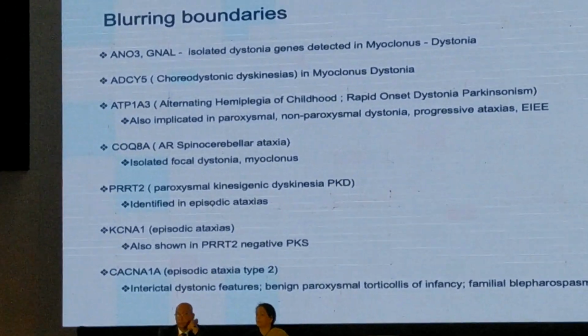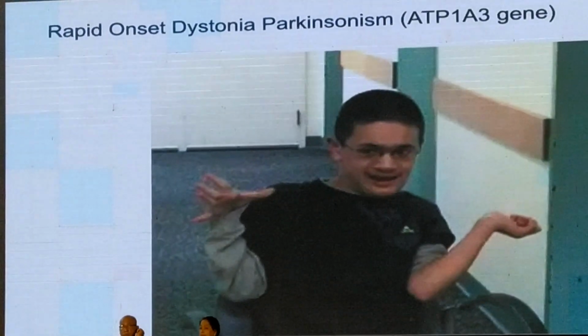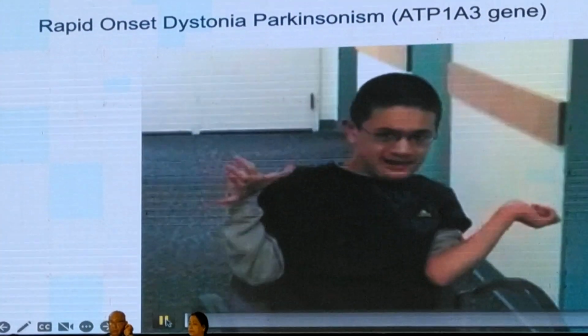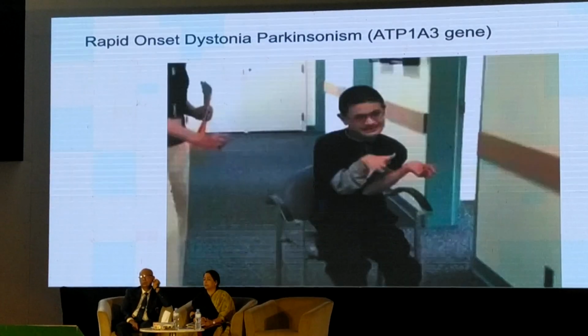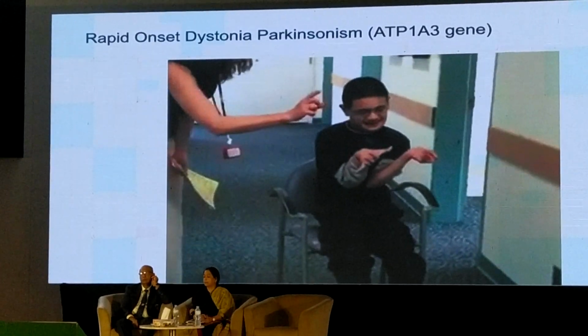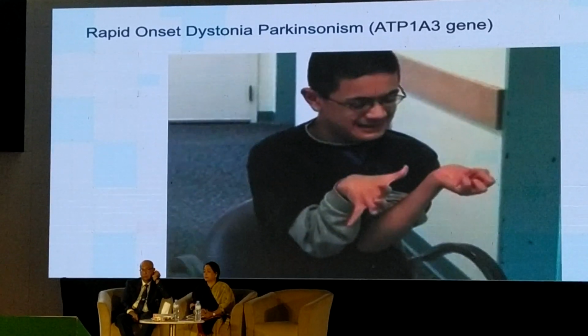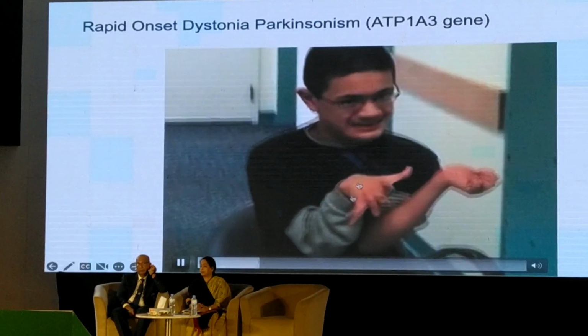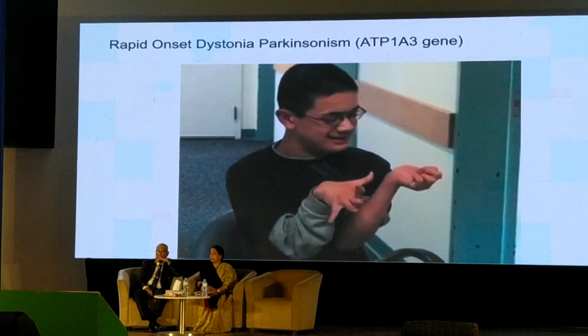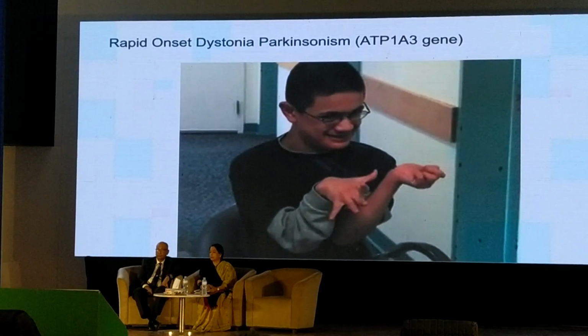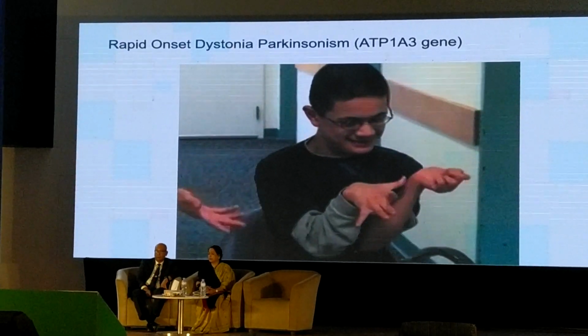So the blurring boundaries we talked about, and then this is another child with rapid onset dystonia Parkinsonism, or ATP1A3 gene. Again, there are some clues because, if it is a child with early onset Parkinsonism, we would then. But the problem is even the ATP1A3 gene is not just associated with Parkinsonism, it's also associated with other conditions.